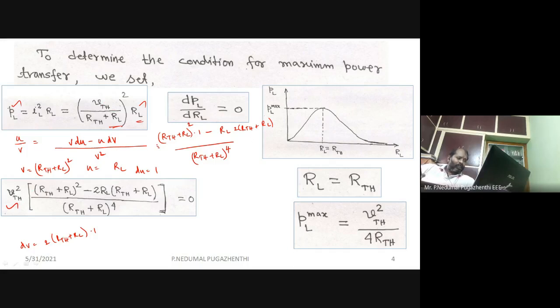If I take this, I will have this as V Thevenin squared. Okay, that will come actually because of PL. PL is equal to V Thevenin squared over R Thevenin plus RL the whole squared, minus 2 RL over R Thevenin plus RL the whole cubed. If I expand it and equate it to 0, what will I have? All the common terms, V Thevenin squared and R Thevenin plus RL to the power 4, become 0. The expression which is remaining is going to be, let me try that.